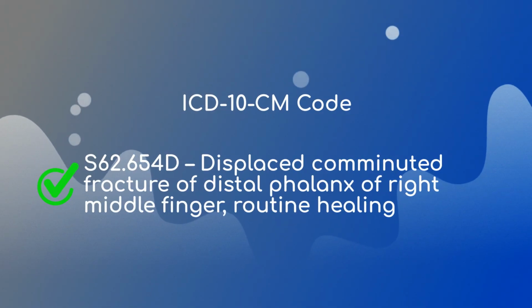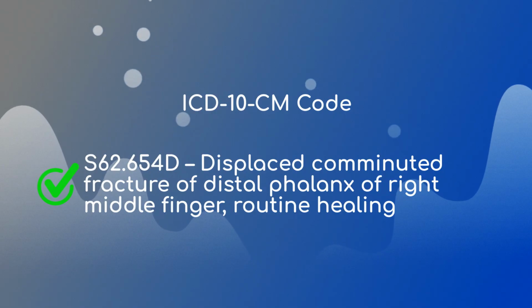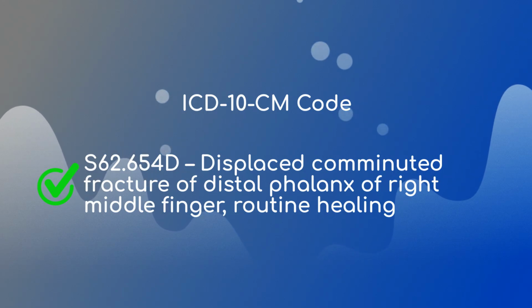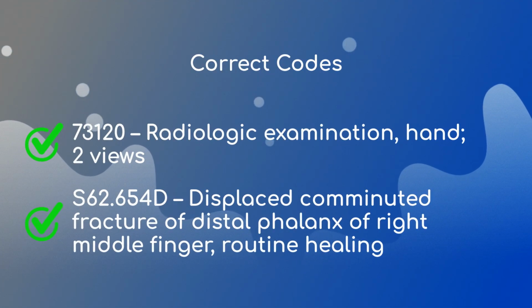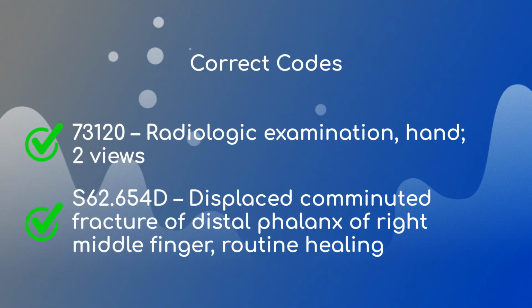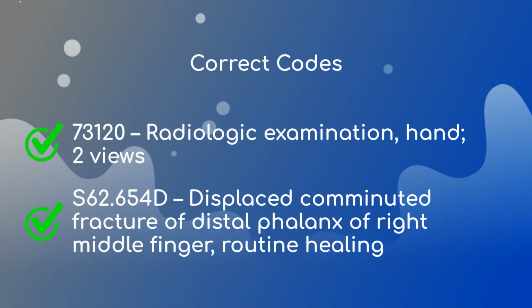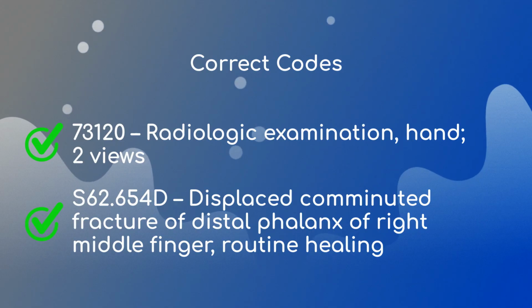Most appropriate ICD-10-CM code: S62.654D, displaced comminuted fracture of distal phalanx of right middle finger, subsequent encounter for routine healing. Correct codes for this case: CPT 73120, right radiologic examination hand, 2 views, and ICD-10-CM S62.654D, displaced comminuted fracture of distal phalanx of right middle finger, subsequent encounter.